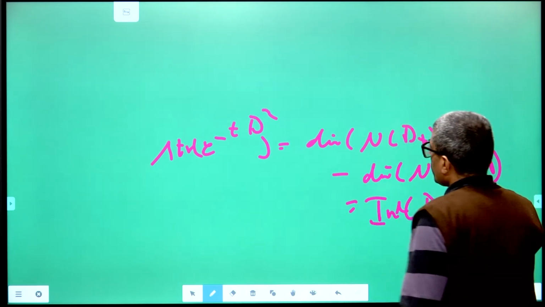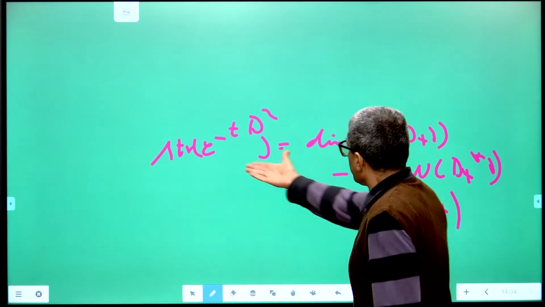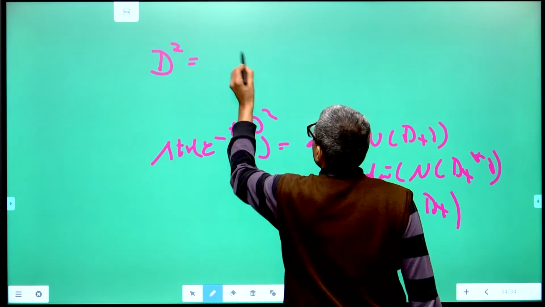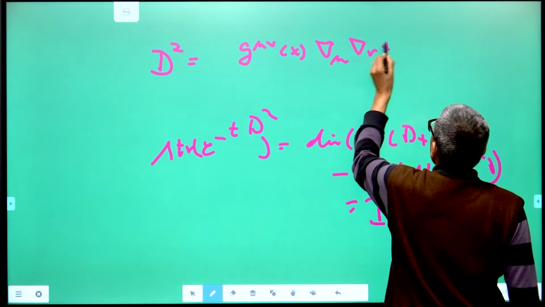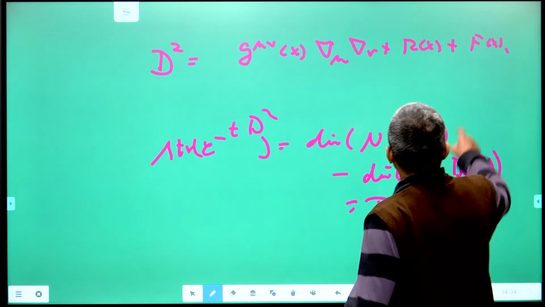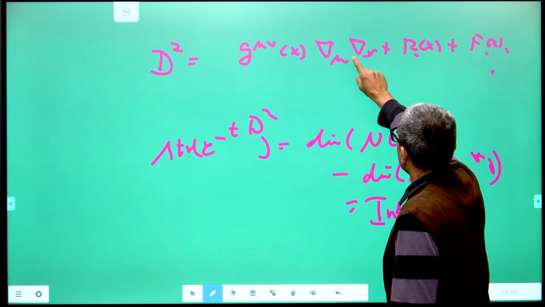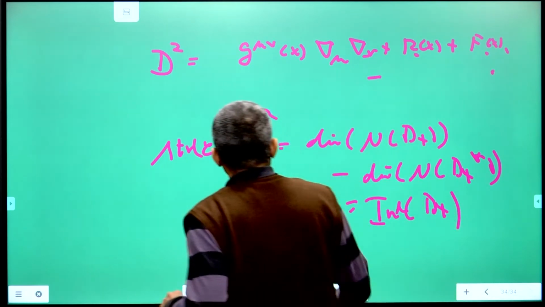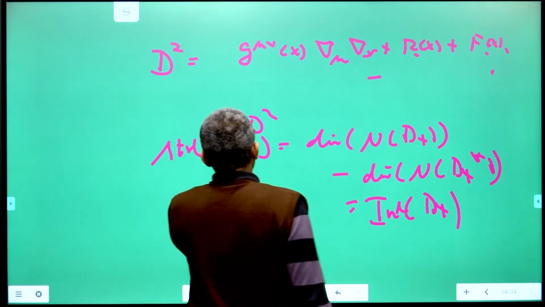So you see that the index of D plus simply becomes the super trace of this operator e power minus t D squared, and this can be evaluated very simply by using the fact that D squared is of the form, as we just saw, g mu nu x del mu del nu plus R x scalar curvature plus F x, where this is the curvature of the Yang-Mills field, this is the curvature of the gravitational field, and this is the Laplacian with respect to the connection of both the gravitational field as well as the Yang-Mills field. Using this, Getzler devised a method of calculating this super trace, and you can let t go to 0 to get the final answer.